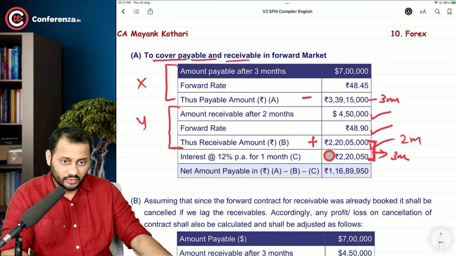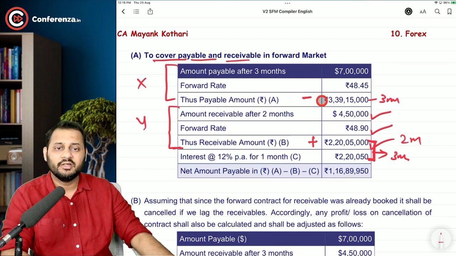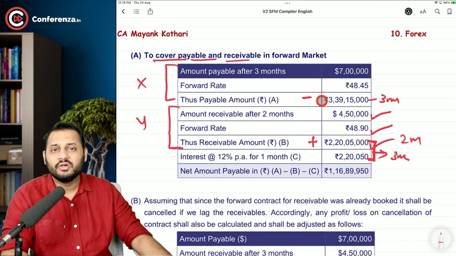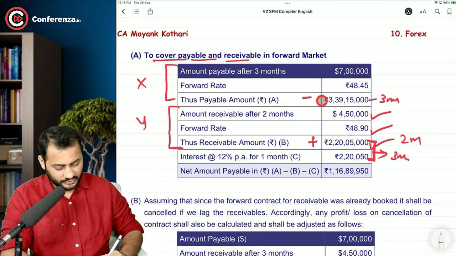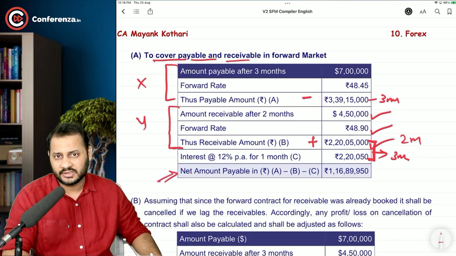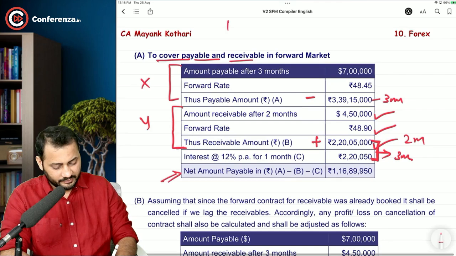And the total of this, 2 lakhs and 2 lakhs, will be set off with 3 crore 39 lakhs, and the net amount payable at the end of 3 months comes to this 1 crore 16 lakhs. So practically, what is happening?